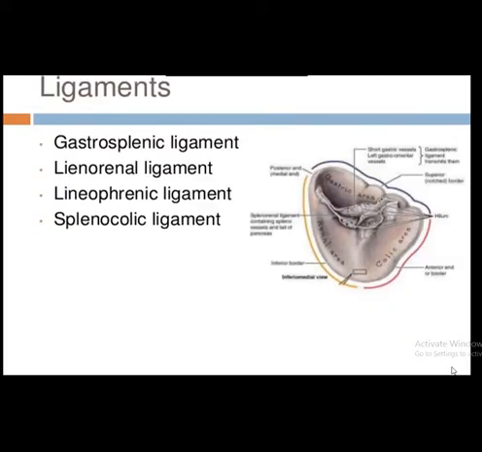There are 4 ligaments which are attached to the spleen. One is the gastrosplenic ligament, which is between the spleen and the stomach. Splenorenal, which is between the kidney and the spleen, and phrenosplenic, which is between the diaphragm and the spleen, and splenocolic, which is between the spleen and the colon.